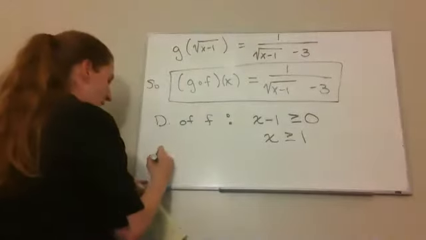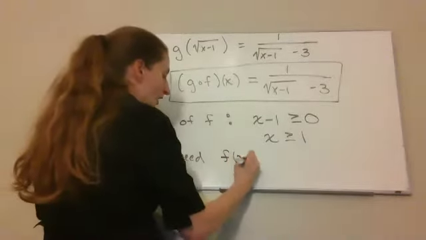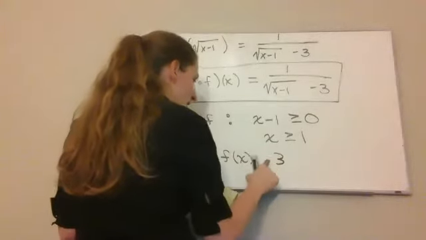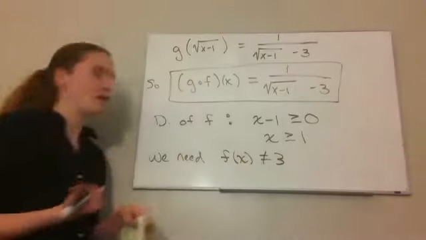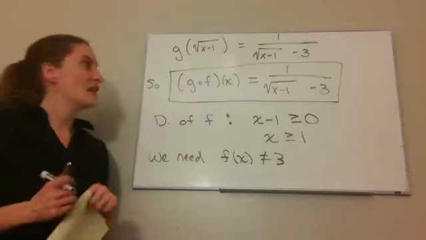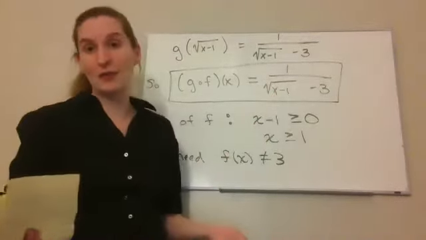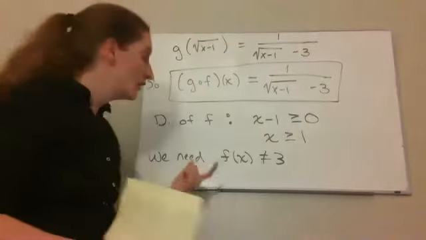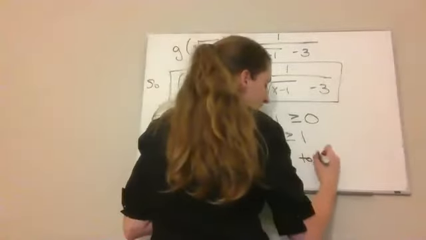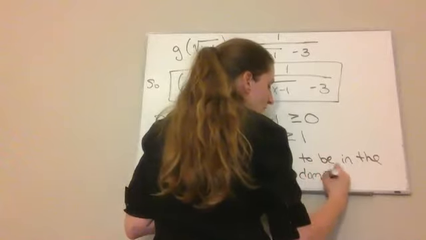So we need our function f to be not equal to 3. Because if my function square root of x minus 1 happened to be equal to 3, then my denominator of this new function would have a 3 minus 3, which would be 0, and we'd be blowing up. So I need f of x to not be 3 to be in the domain of g.